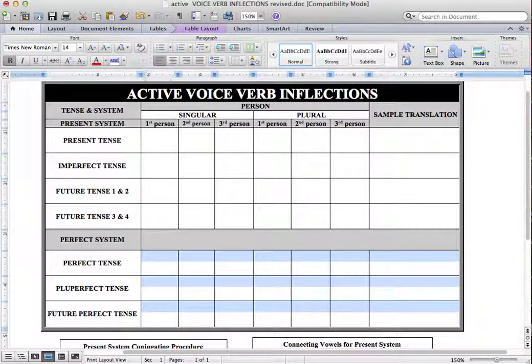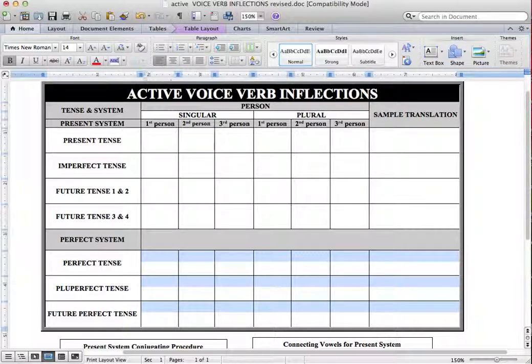Hello, and welcome to Latin 1, the final grammatical item that you have to cover for the year. Today we're going to be learning about the final three tenses that make up the active voice system. Altogether, they are called the perfect system, and the three tenses are the perfect, pluperfect, and future perfect tense.